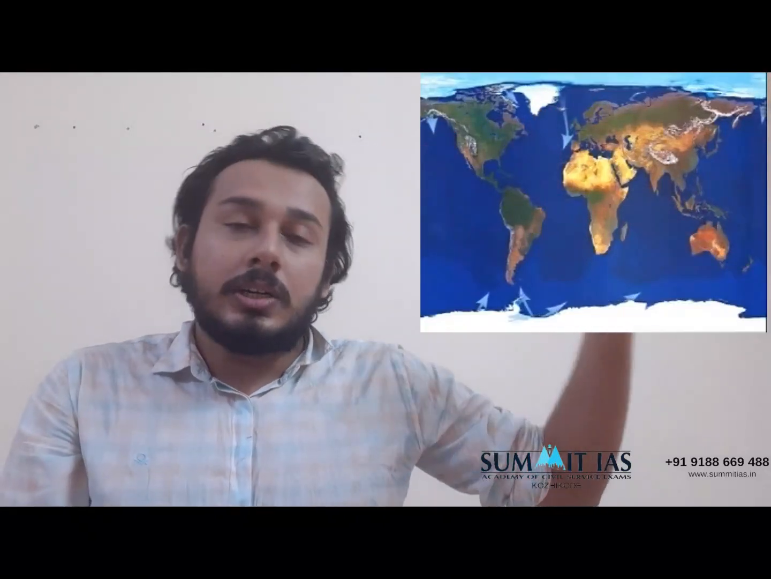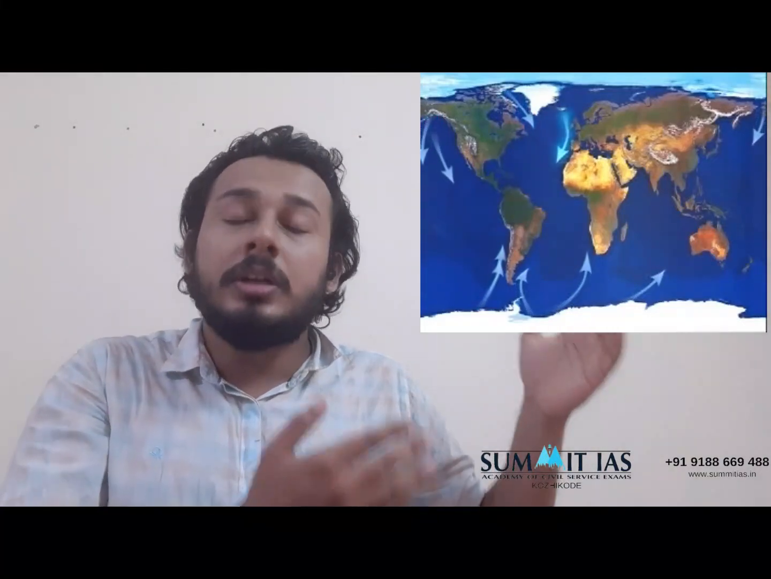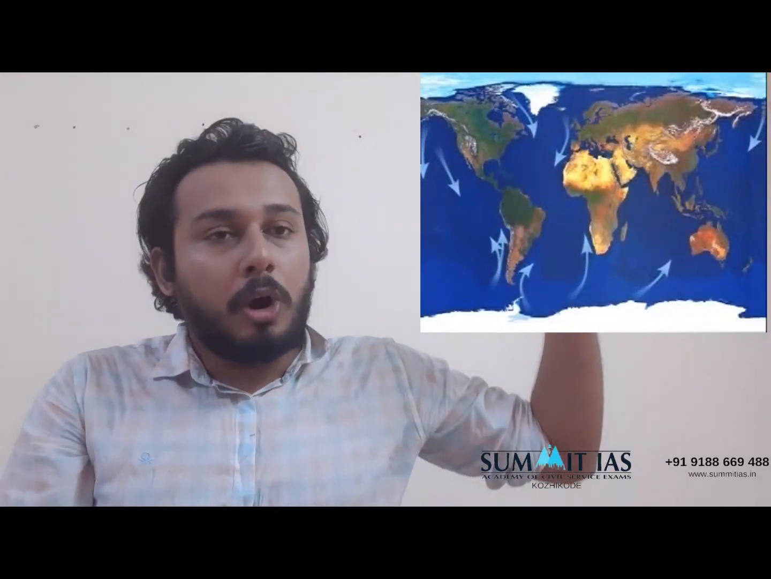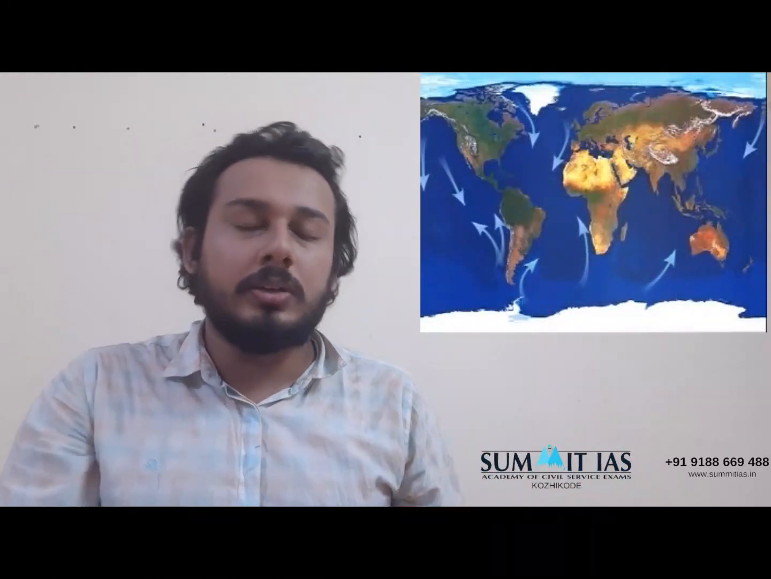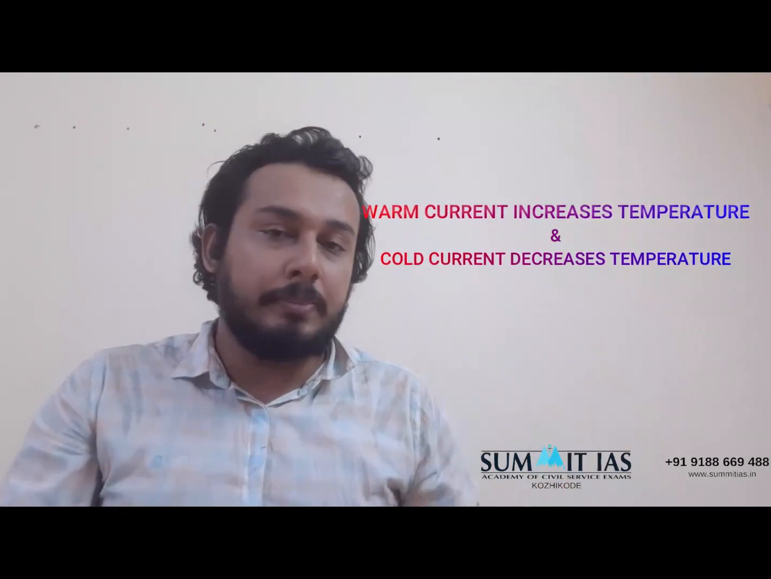Similarly, the water moving from poles to equator will be called a cold current, because we know that polar regions are colder compared to the equatorial region. So the water coming from poles will be cooler. So the oceanic currents moving from equator to poles will be warm current, and from poles to equator it will be cold current. So warm current increases the temperature, cold current decreases the temperature.